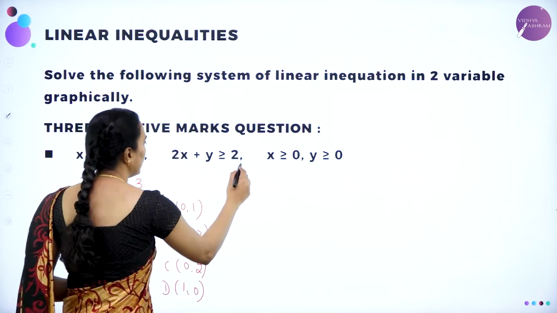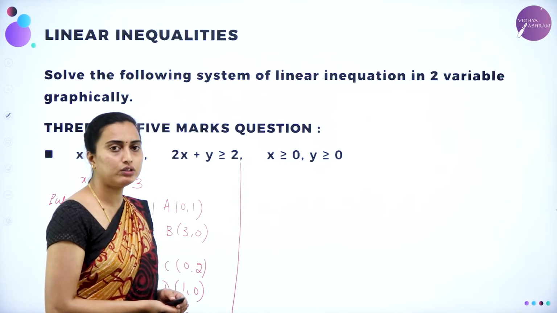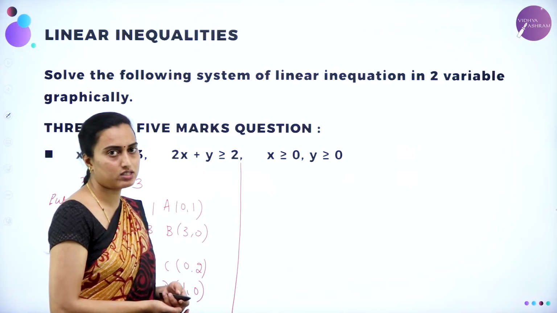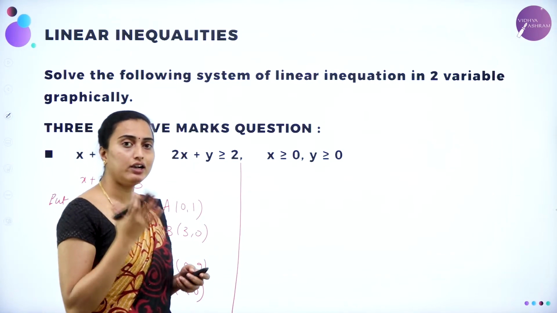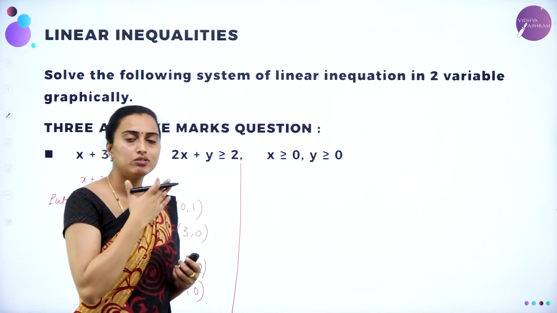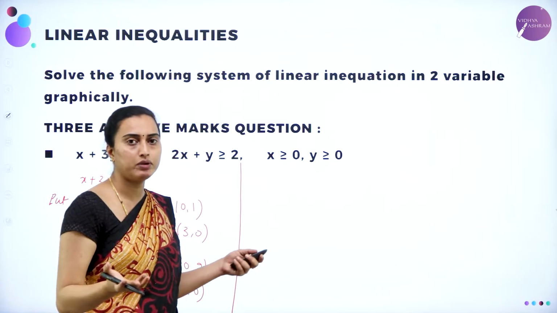So here now, testing for the origin: x equal to 0 is a line parallel to the y-axis and y equal to 0 is a line parallel to the x-axis. These are perpendicular lines joining at the origin. The point of intersection will be the origin.